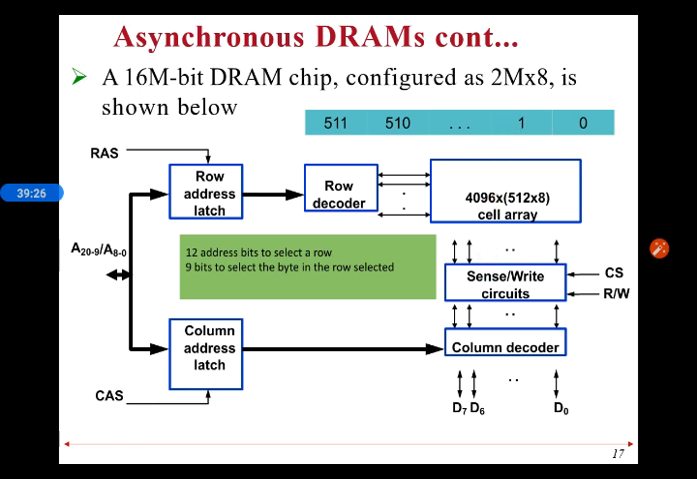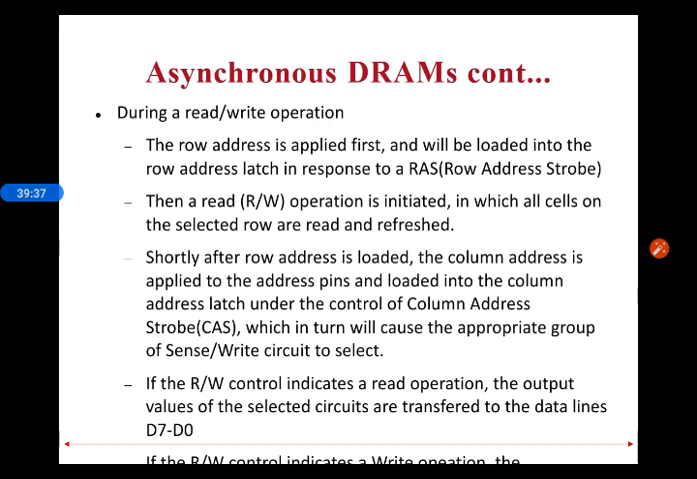So as a result, what do we get? We will get 8 bits on the output line, D0 to D7. We will get only 8 bits as the output, and that is what is written here.